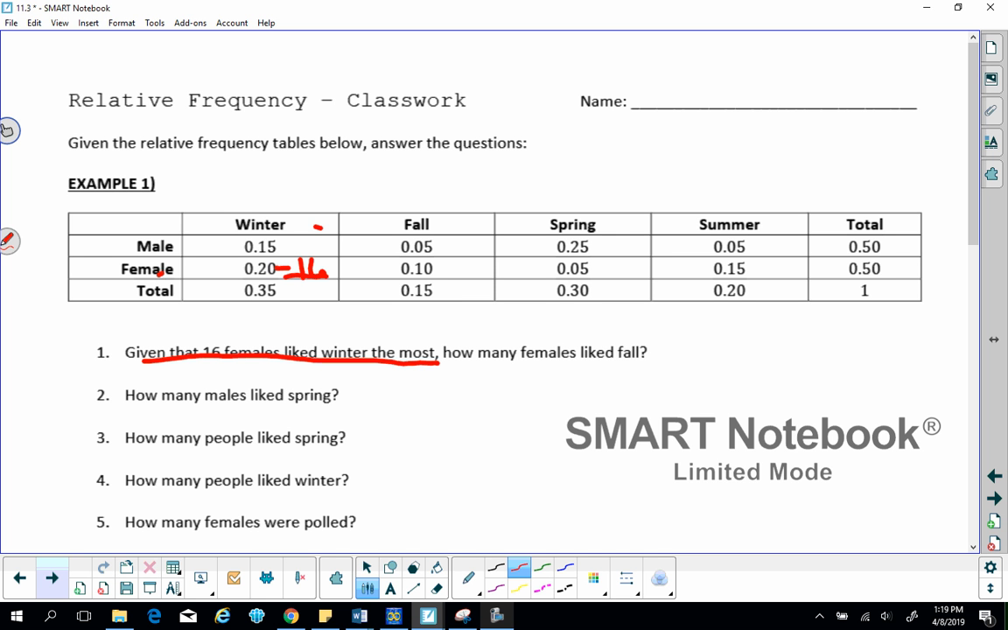So no matter what, I don't need to read anything else. I need to figure out what the total is. So what is the formula that we just came up with? Part over the total equals the decimal.